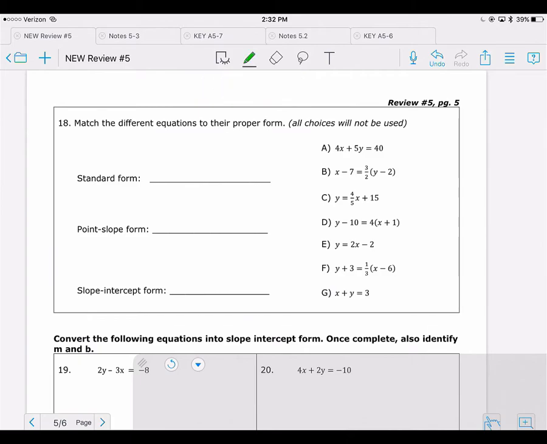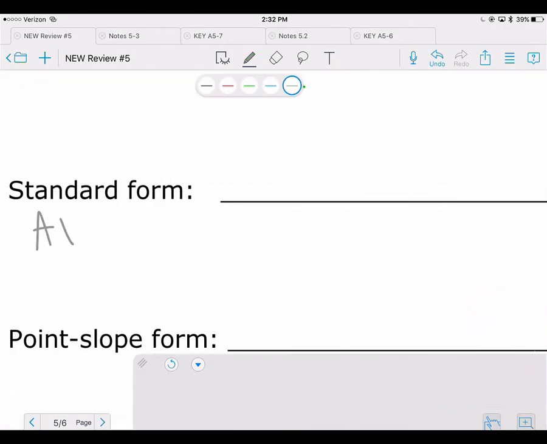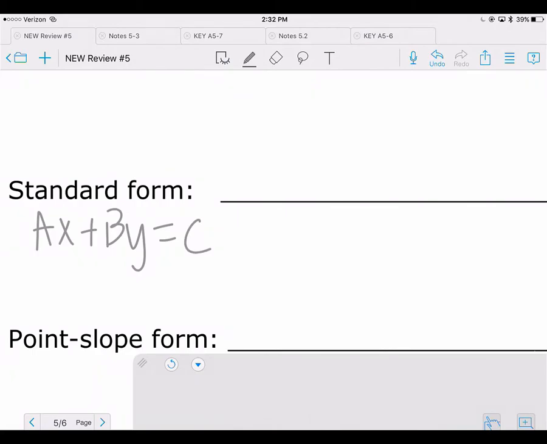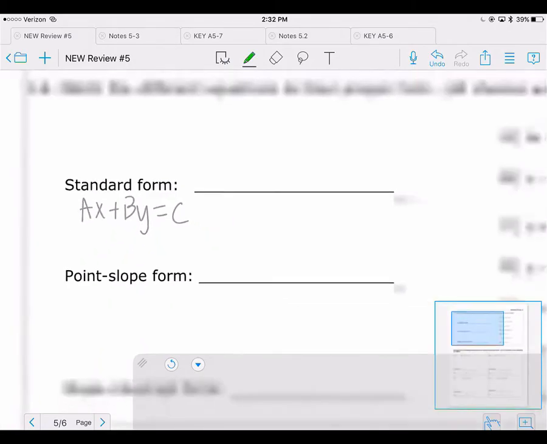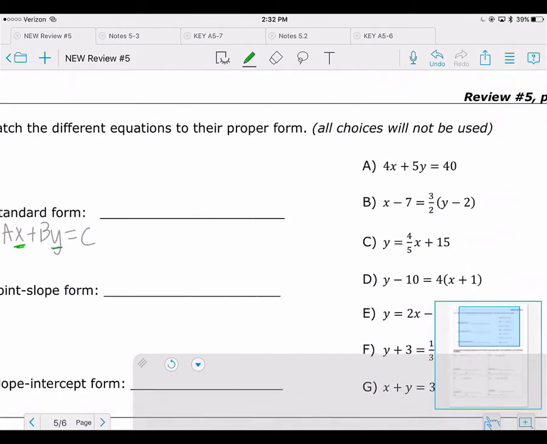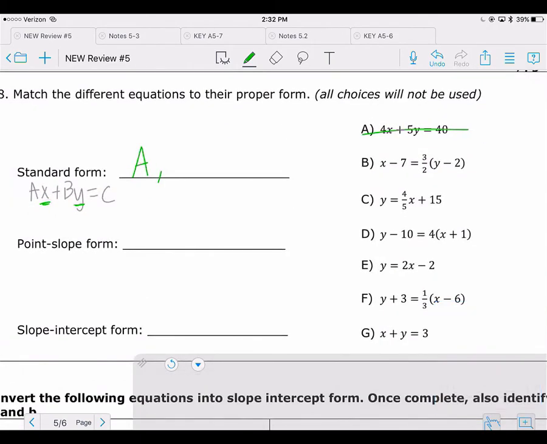Number 18 asks me to match these different equations to their proper form. Not all of my choices will be used. Standard form is ax plus by equals c, so I can see that on my formula chart. So I'm looking for x and y to be on the same side. Answer choice A, x and y are on the same side. Not B, not C, not D, not E, not F. G, x and y are on the same side.